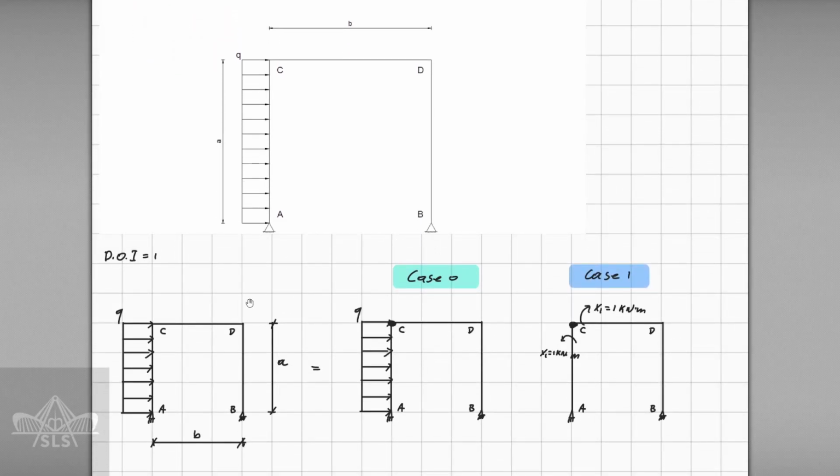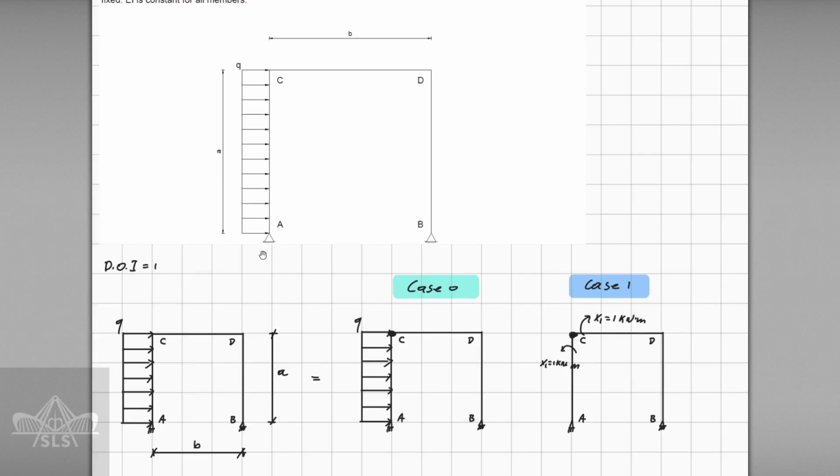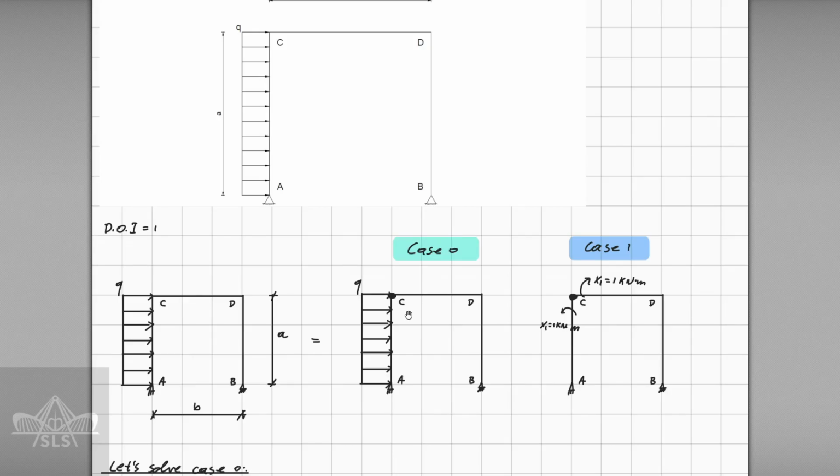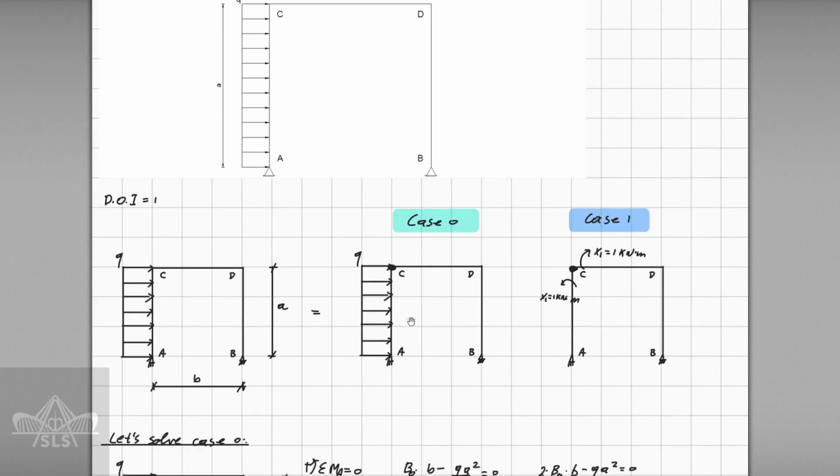And as we have done on the other cases, the first thing to be done is to determine the degree of indeterminacy for the structure. We have four reactions which are coming from support A and support B. We have two reactions here and two reactions here. In total, we have four. We have three equilibrium equations. And if we do the difference, we are going to get that the degree of indeterminacy for this structure is going to be 1.